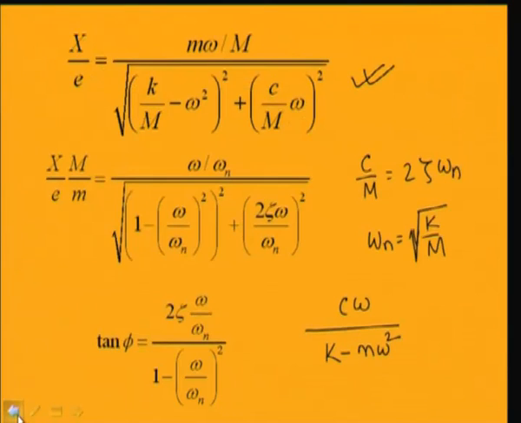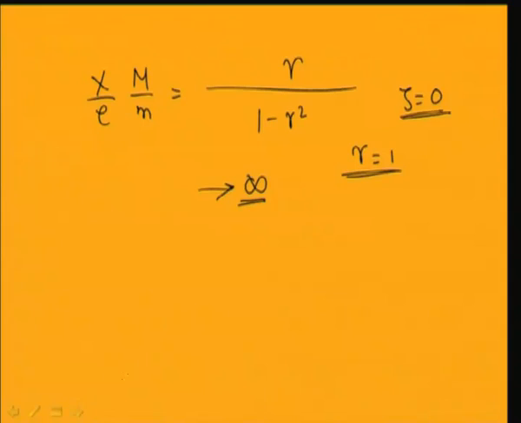So from this expression you can see the phase plot, tan phi equals 2 zeta by omega n over 1 minus omega by omega n. So when zeta equal to 0, tan phi equal to 0, and in presence of zeta, when omega equal to omega n, this lower part becomes 0 and it tends to infinity. So tan phi becomes infinity, so phi becomes 90 degree. So when omega equal to omega n, the phase angle is always pi by 2 or 90 degree. So you can plot this phase from this.